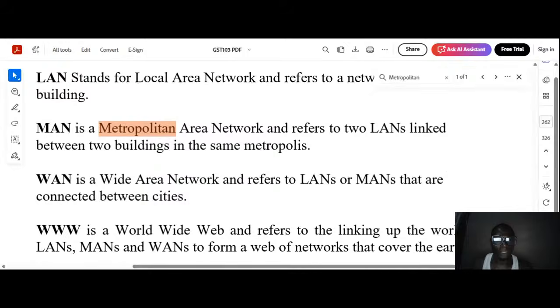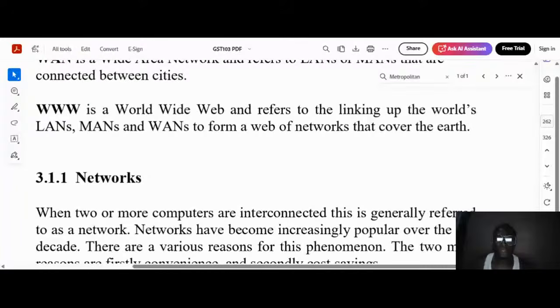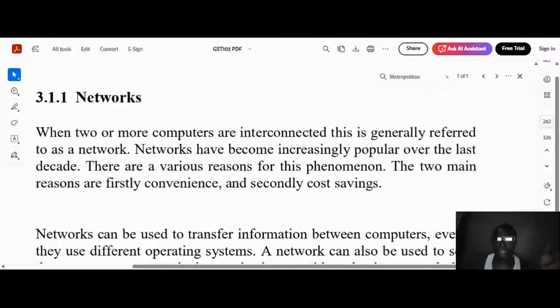WAN is a wide area network and refers to LANs or MANs that are connected between cities, while WWW is the World Wide Web and refers to the linking up of the world's LANs, MANs, and WANs to form a web of networks that cover the earth. So, read about networks.